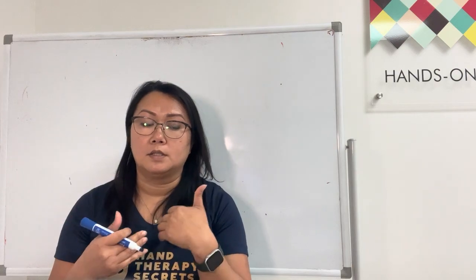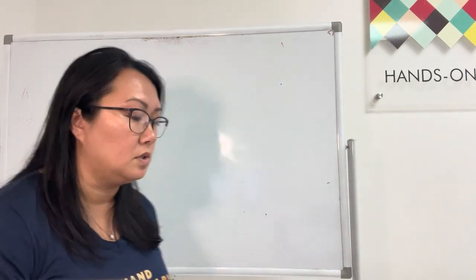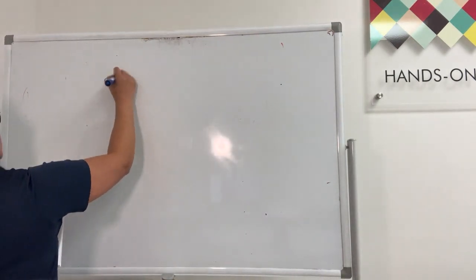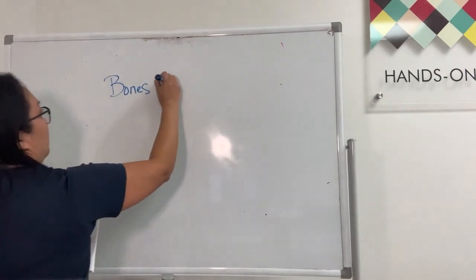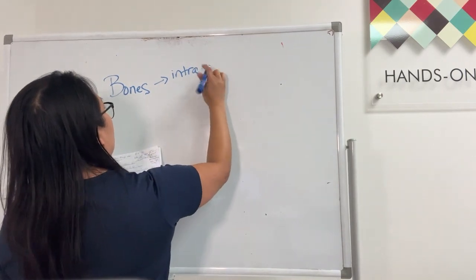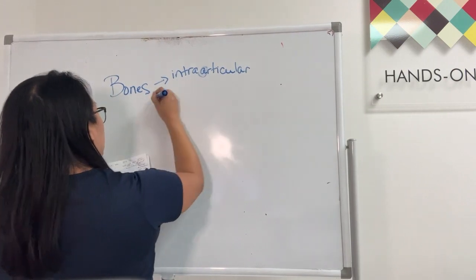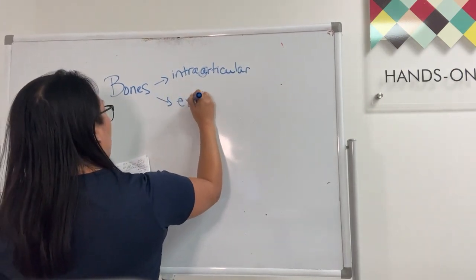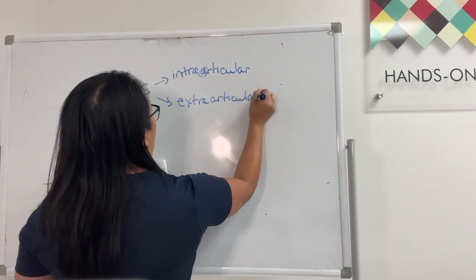And this is key because you're gonna see it come up time and time again in all different types of cases, right? Bones are bones. Bones are bones, right? So you're gonna have your intra-articular types of fractures, and then you're gonna have your extra-articular fractures.